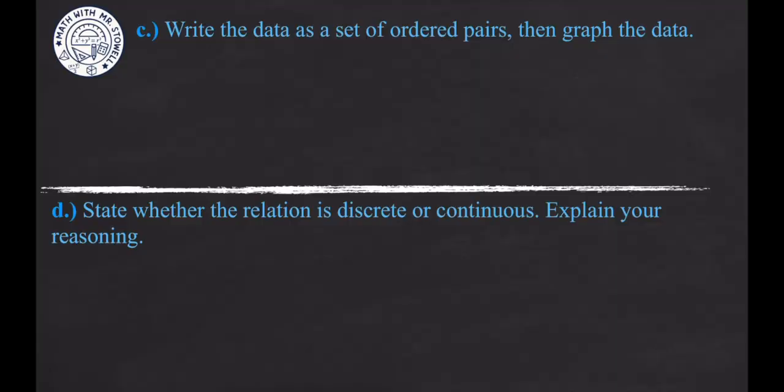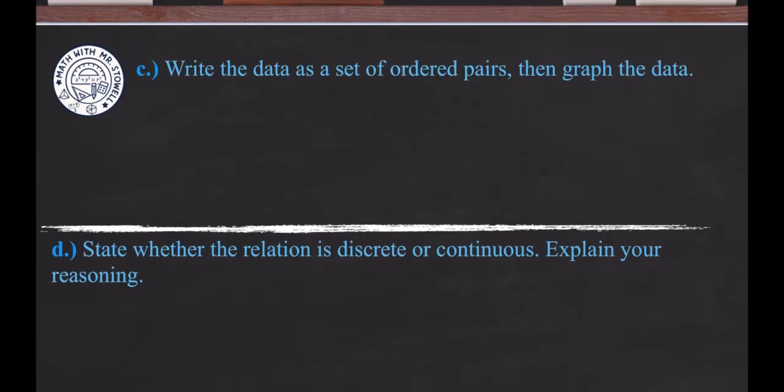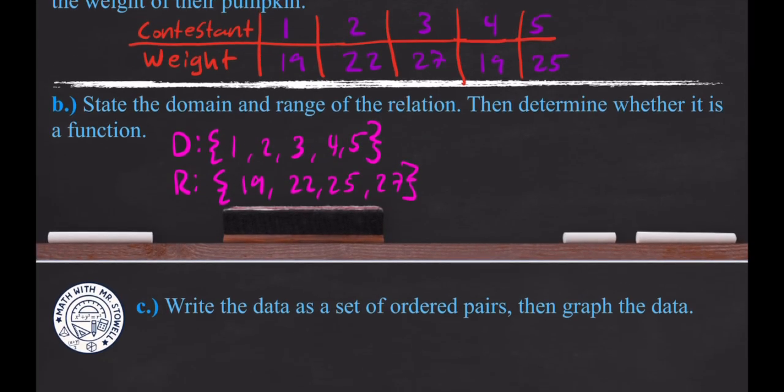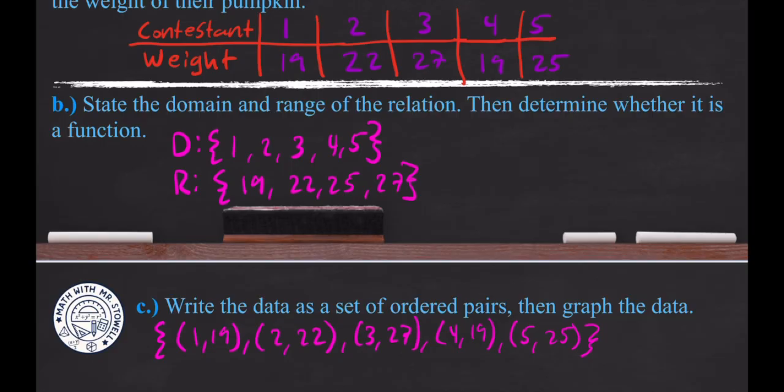Part C. Write the data as a set of ordered pairs, then graph the data. So first, we're going to take our table. Our table was up here, so let's go ahead and just write that down as a set of ordered pairs. And this is our ordered pairs. So taking this from our table, we would see that these are the ordered pairs.